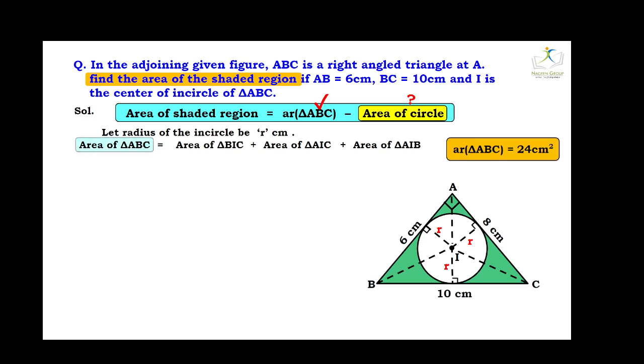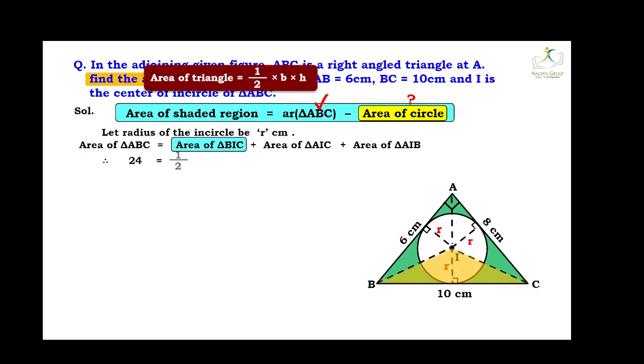Good. So half into base into height. Here base is 10 centimeter, height is r. Correct? Half into base into height. So half into base 10, height r. Next side base 8, height r. Next side base 6, height r.